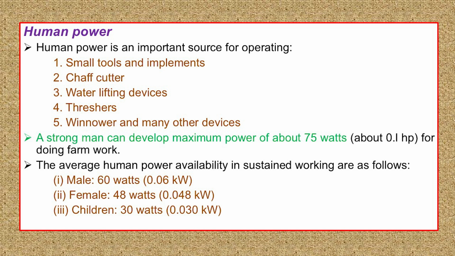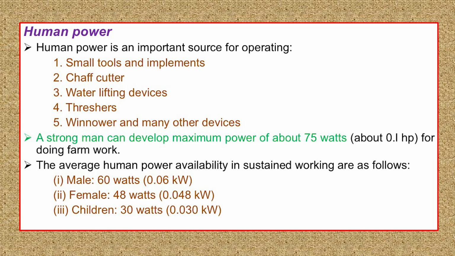The average human power available in sustained working for the male is 60 watts, for the female it is 48 watts, and for children it is 30 watts. Here the category children refers to those aged above 14 and below 18. Whenever they are involved in agriculture operations, they can generate a power equivalent to 30 watts. For the female it is 48, and for male it is 60 watts.